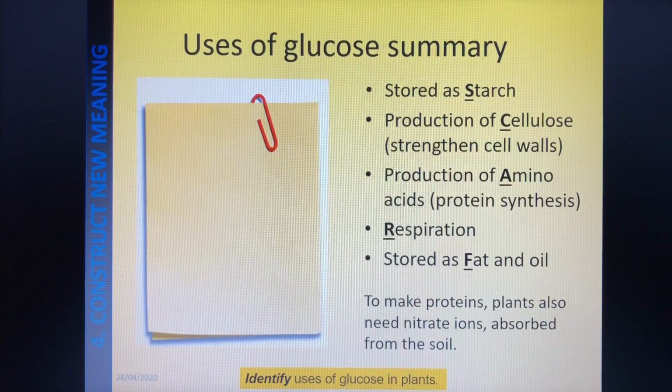That's just another piece of information there, that to make proteins, plants also take in other minerals, for example, nitrate ions from the soil, okay? But again, they're not referred to as food. The food for the plant is the glucose, which they make themselves using that process, photosynthesis. So if you need extra time on this slide, then pause now.